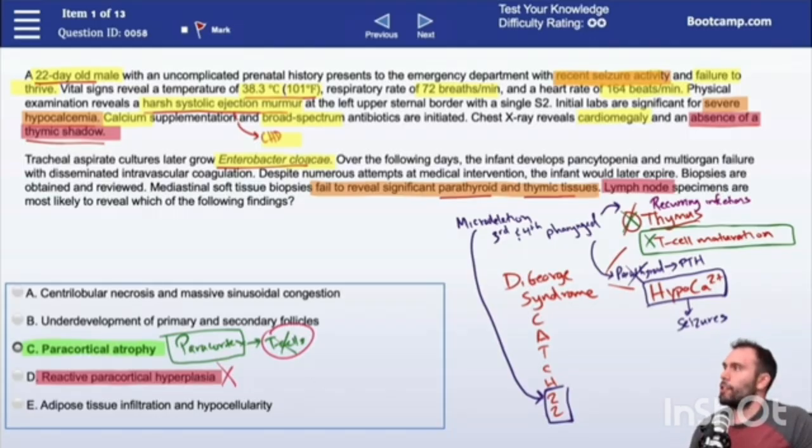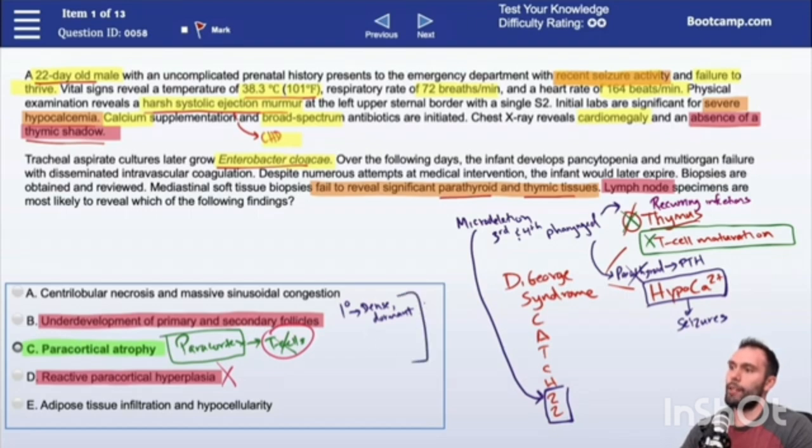Now, while we're here, let's go through these other options. Underdevelopment of primary and secondary follicles. The primary and secondary follicles are also in the lymph node. Now recall, the primary follicle, so I'll put a 1 for primary follicle, is where the dense dormant lymphocytes will be. And when we're talking about the follicles in the lymph node, remember, these are primarily going to be B cells. So the primary and the secondary follicles will primarily hold B cells. Both the B and the T cells start in the bone marrow. But the T cells will go to the thymus to mature, whereas the B cells will mature in the bone marrow.